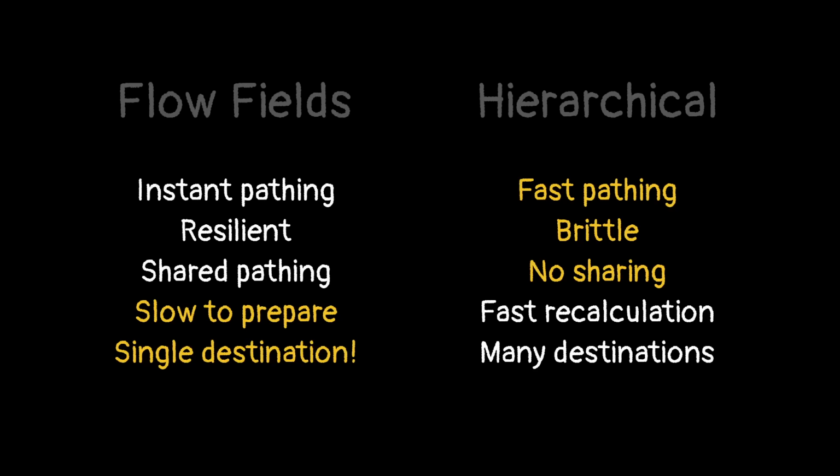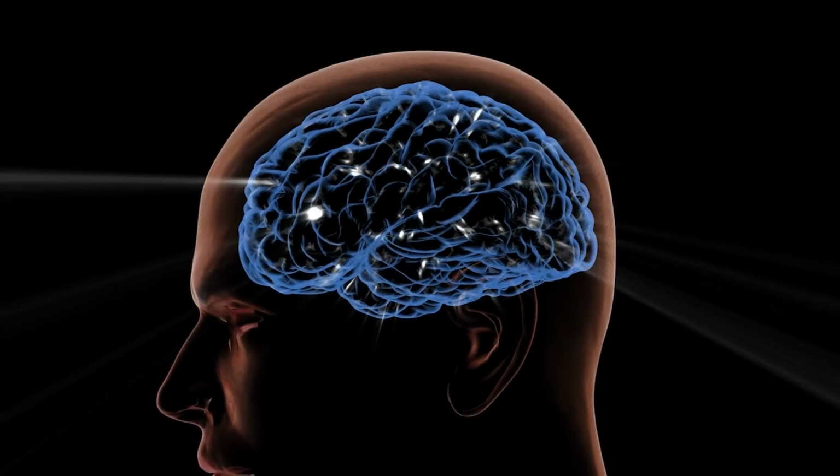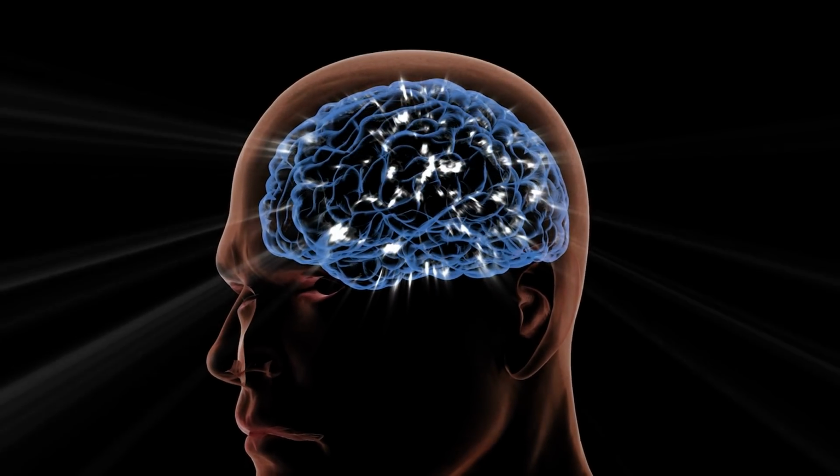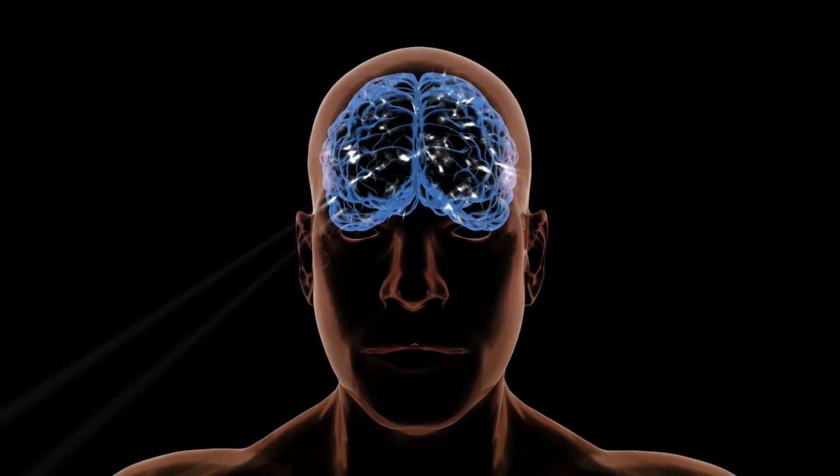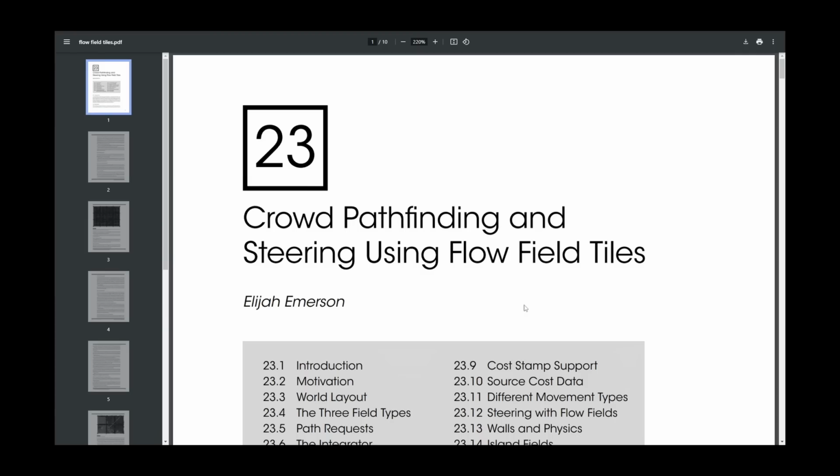The key insight to take from this is that the pros and cons of each algorithm are basically opposites. Each one covers the flaws of the other. So if we could combine them, then we could create an ultimate pathfinding algorithm that's good at everything. And that is the basic idea behind hierarchical flow fields, or flow tiles as they're being called in this research paper. Here's how it works.